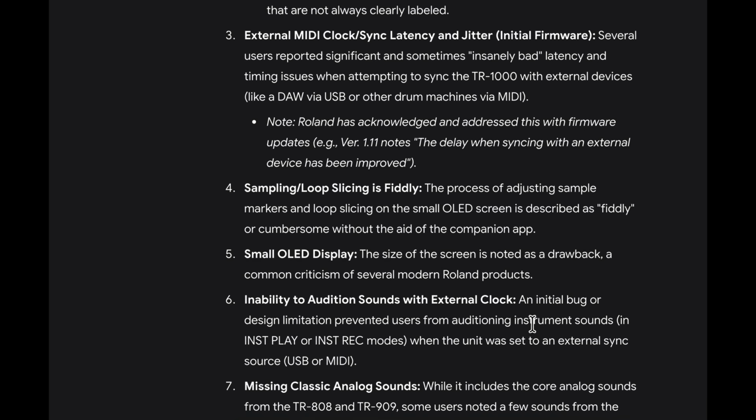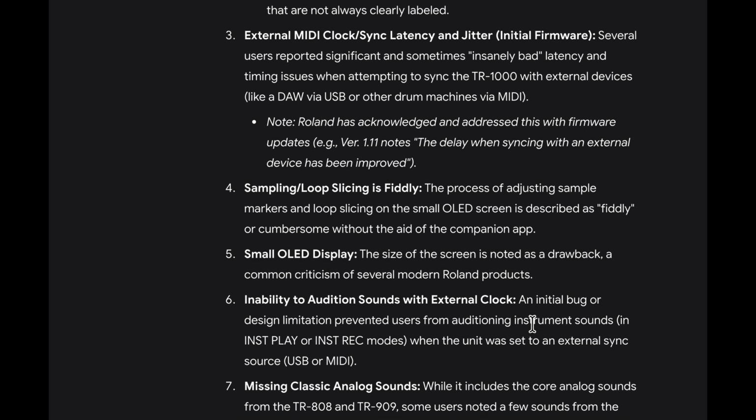Number 6, inability to audition sounds with external clock. Now what this means is that I should be able to play a sound, and if it's at 100 BPM, it should sync to that in loop, any sound. So the external clock should allow me to even change the speed of the tempo, and that sound will match that tempo. In plain words, warping should happen when you're auditioning sounds. Pretty simple right there. And it doesn't do that.